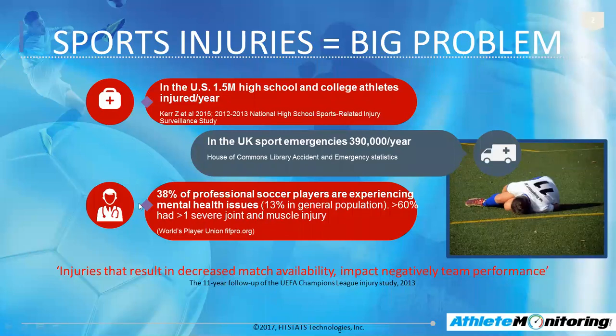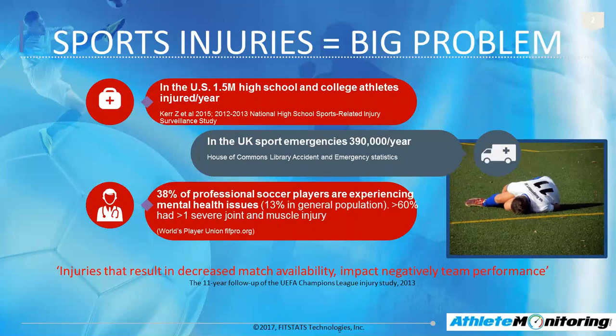In professional soccer, the World Player Union published a study 2 years ago that shows that 38% of professional soccer players suffer mental health issues. The general population is about 13%. And there is a link, apparently, according to this study, with the number of injuries the players are sustaining. More than 60% of them have at least one severe joint or muscle injury.